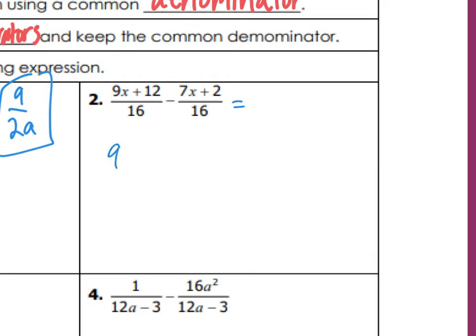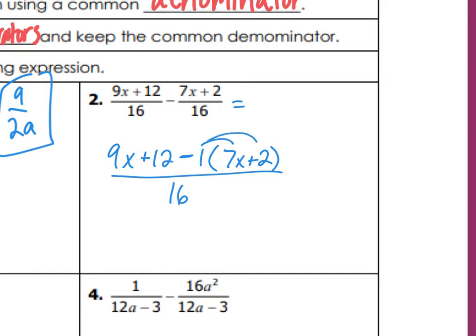Okay, so if I just have 9x plus 12 minus 7x plus 2. What do I need to remember here that I'm forgetting? If I'm subtracting that whole numerator, what do you think I need? Parentheses. Yep. Okay, because we're subtracting that whole numerator. You with me? Okay, so if I have a negative in front of parentheses, what does that mean to do? Yep, distribute it out, right? It's the same thing as a -1, so it's got to go to both.